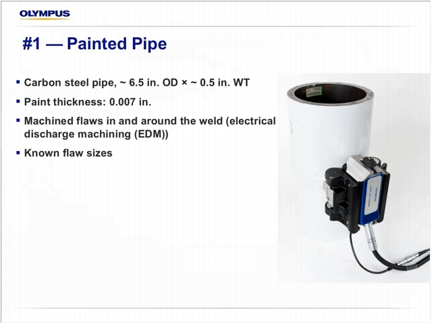Okay, starting with a painted pipe, carbon steel pipe, 6.5 inches. The wall thickness is about 1/2 inch. Paint thickness was made very thick, actually two applications, just to push the limit a little bit of the tool. Machine flaws were used in and around the weld, made using the EDM process, and all the sizes were measured for comparison purposes.